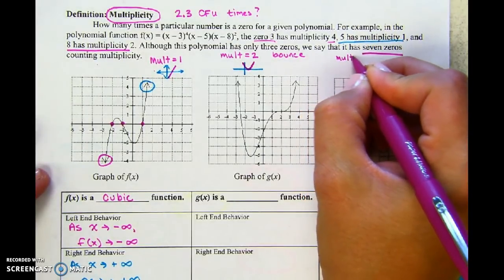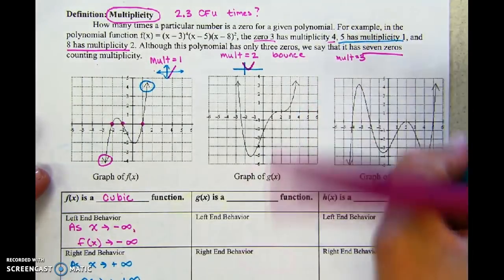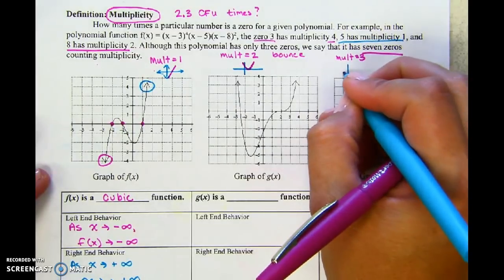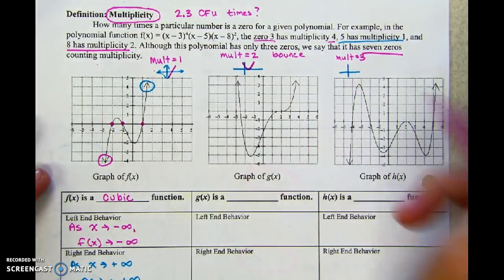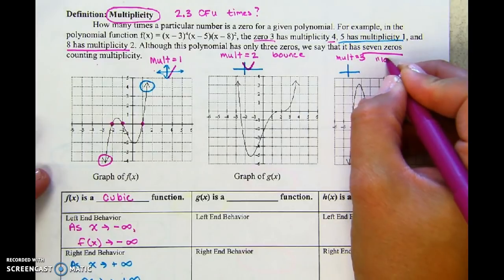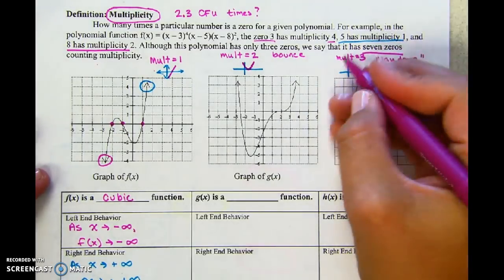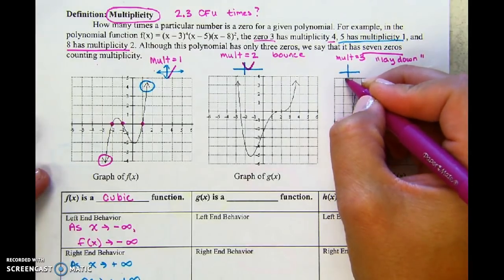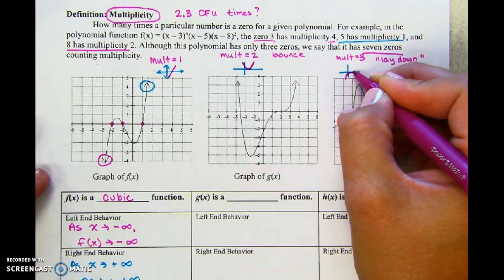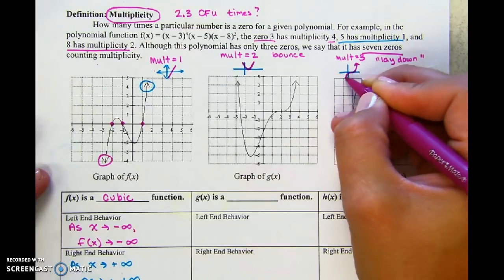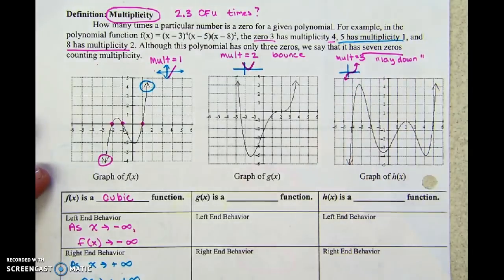And then a multiplicity equal to 3, it's going to look like a cubic. But watch, it's going to do something funny. It's going to lay down. So it's going to come up, and it's going to kind of lay down for a split second and then come back up. It's actually called a zero tangent line.